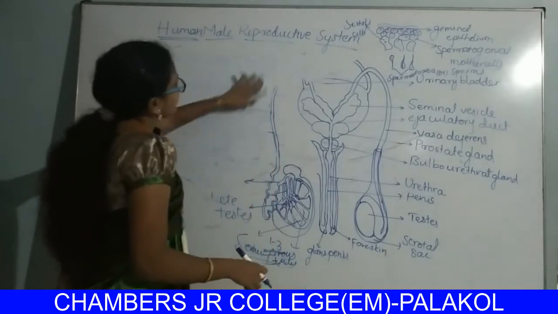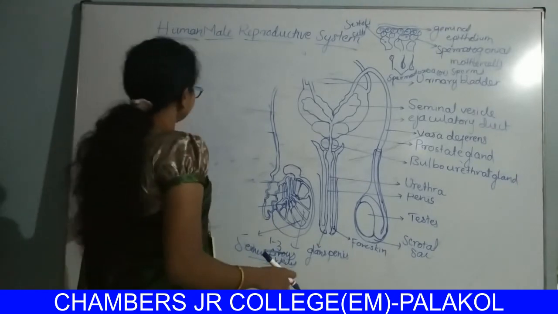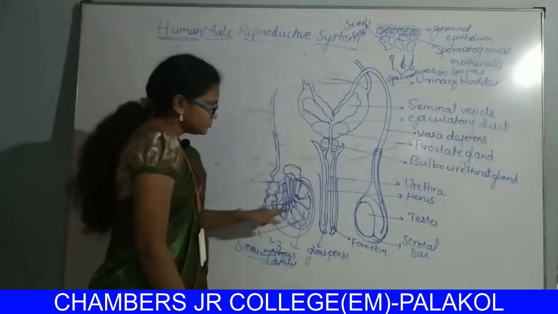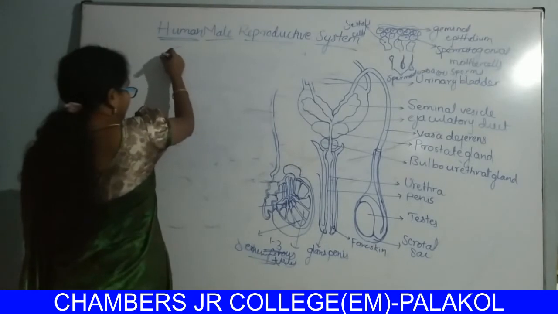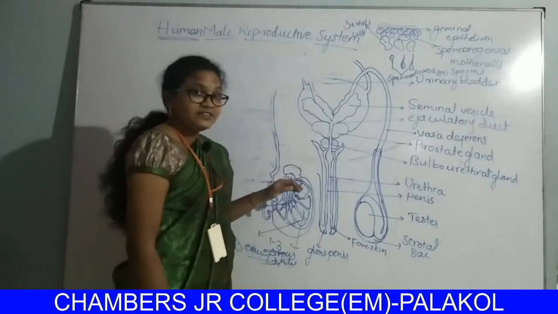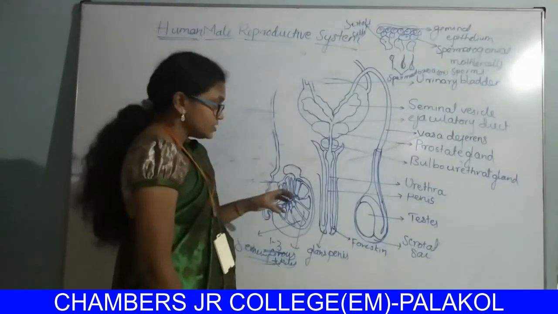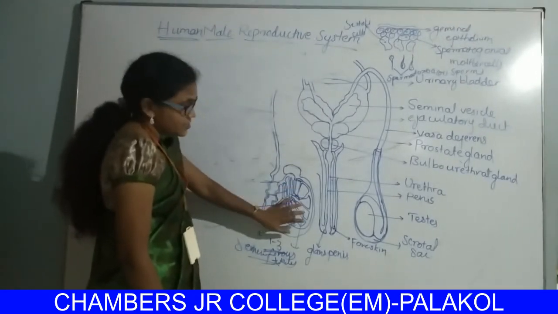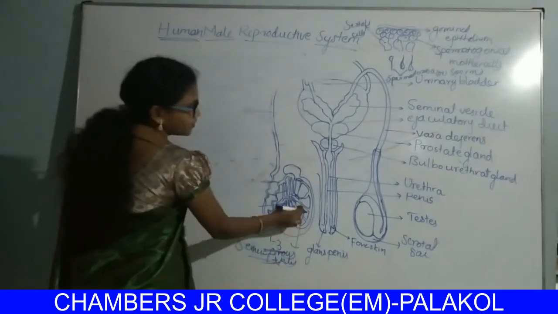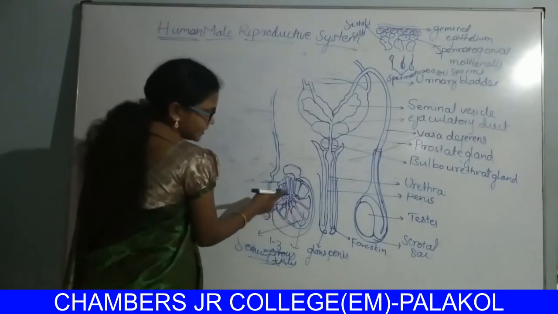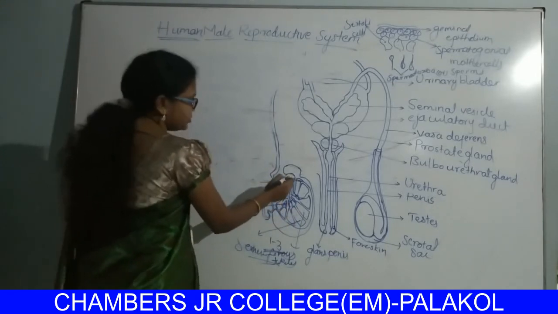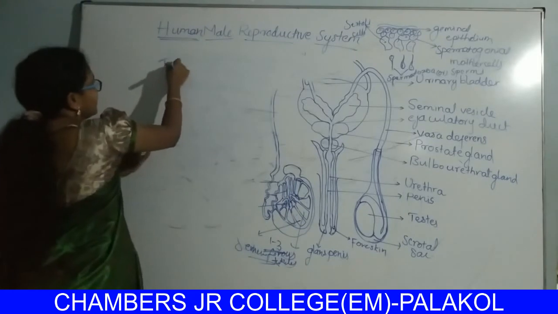Sperm cells are produced in the seminiferous tubules of the testis, and these sperm cells are transferred starting from the testis.